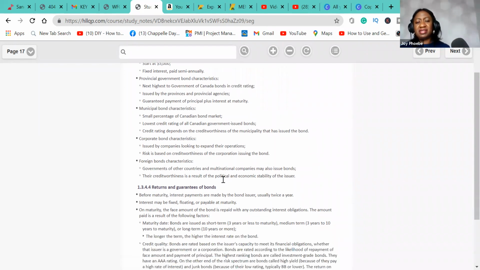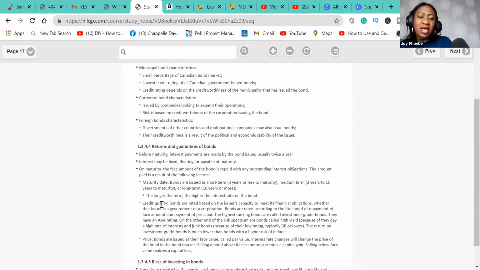Okay, returns and guarantees on bonds. Let's look at that. What are the returns and guarantees on bonds? Yesterday we talked about the returns and guarantees on annuities. We looked at returns and guarantees on segregated funds. We also looked at returns and guarantees on stocks.